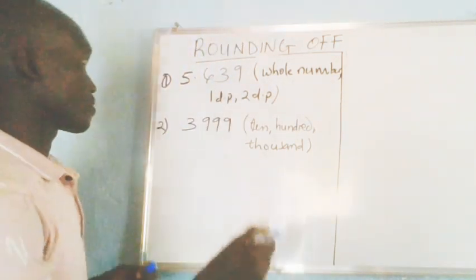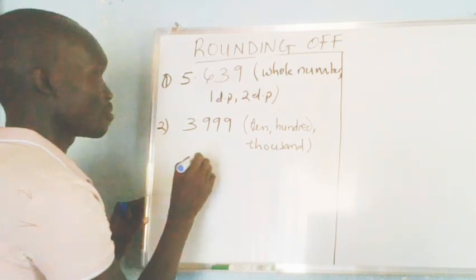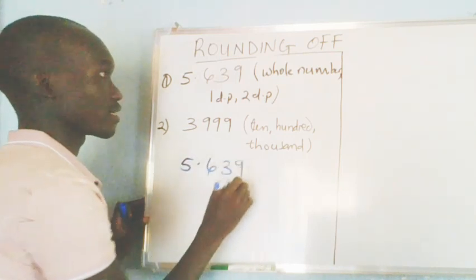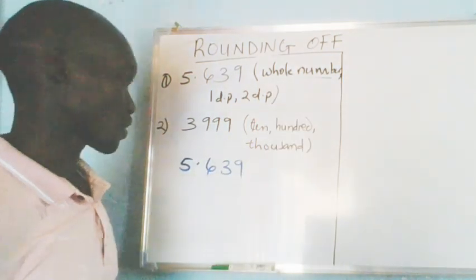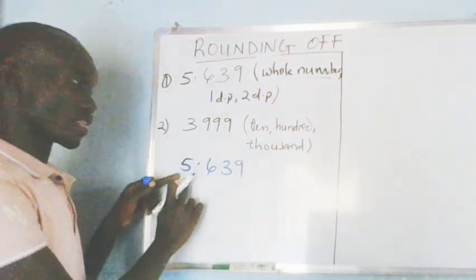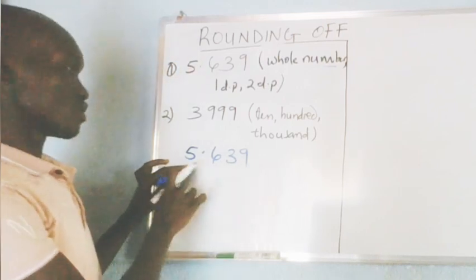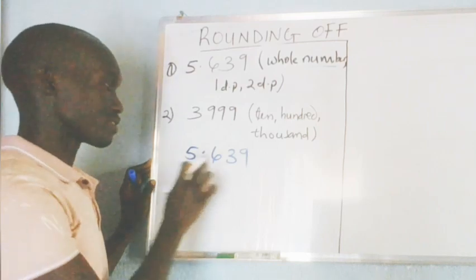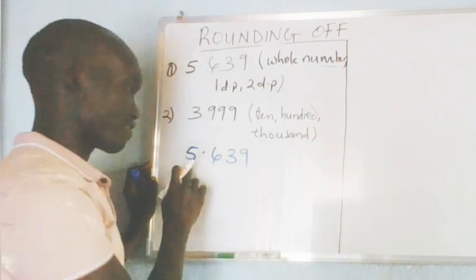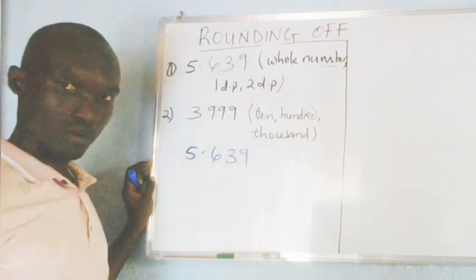Let's look at the first number. We are asked to round off 5.639 to a whole number. The first one, let's round off this to a whole number. Now 5 is the whole number. This is 10th, this is 100th, and this is 1000. So when we are asked to round off this to a whole number, we look at the number which is to the left of 5. And then you ask yourself, is it 5 and above or is it below 5?